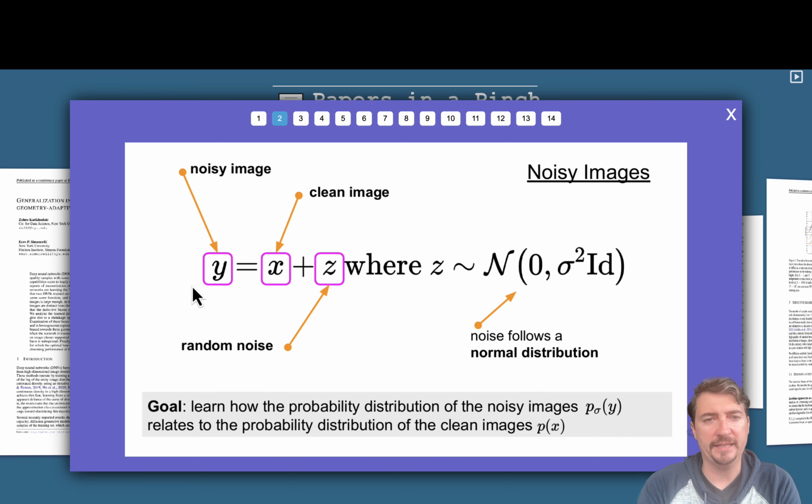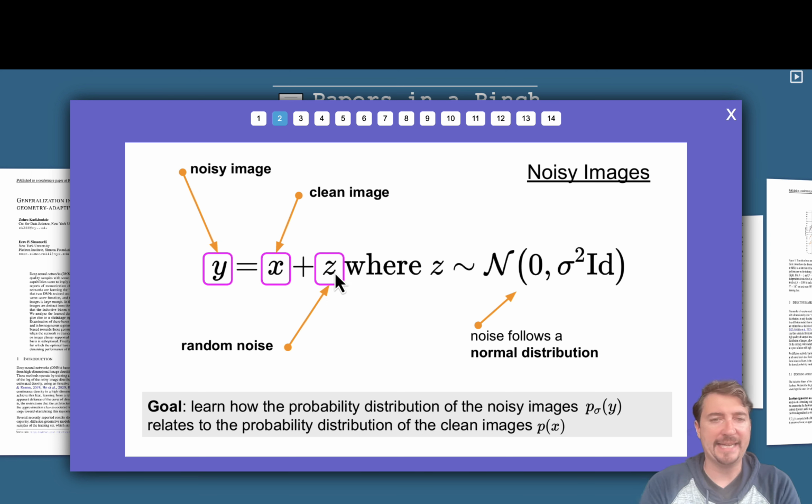And if you look at the annotated version, you've got Y being a noisy image, X being a clean image, and Z being the noise. So this is just the relationship between clean images and noisy images, essentially, right? The very high-level view of what a diffusion model is in AI.